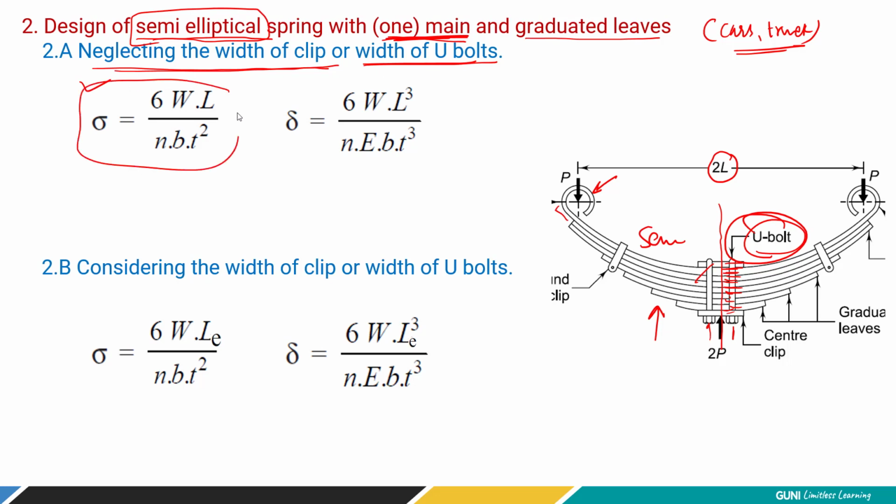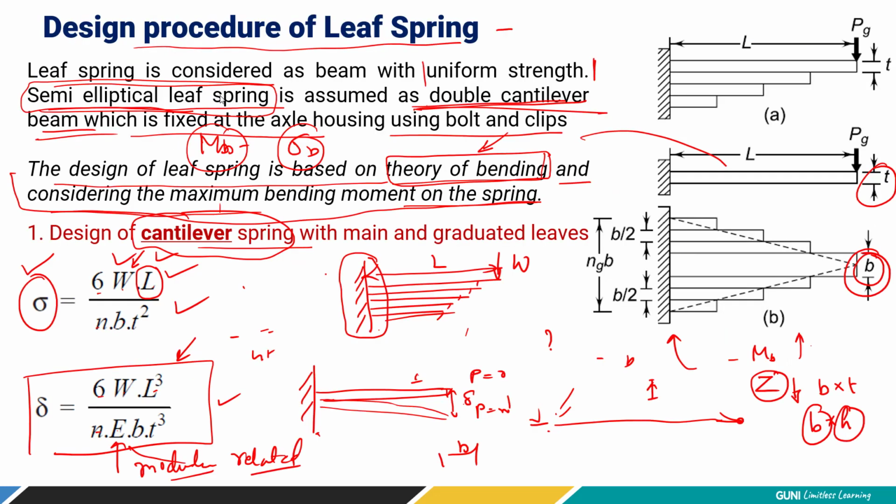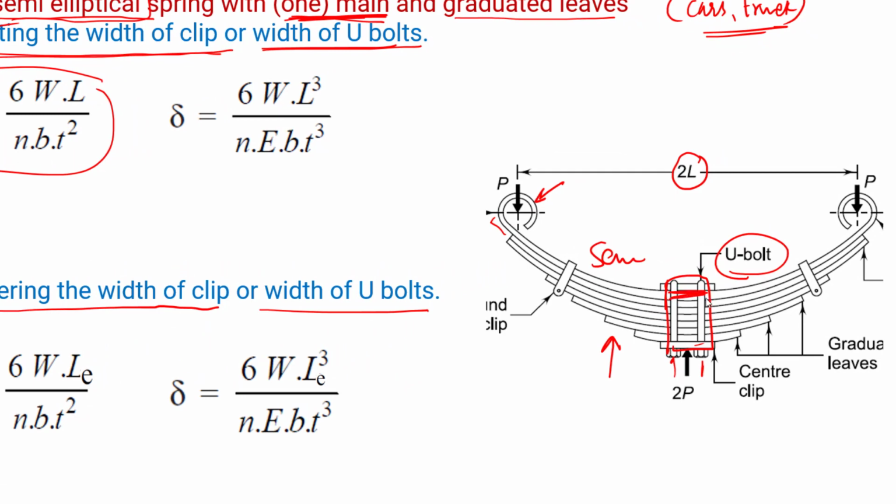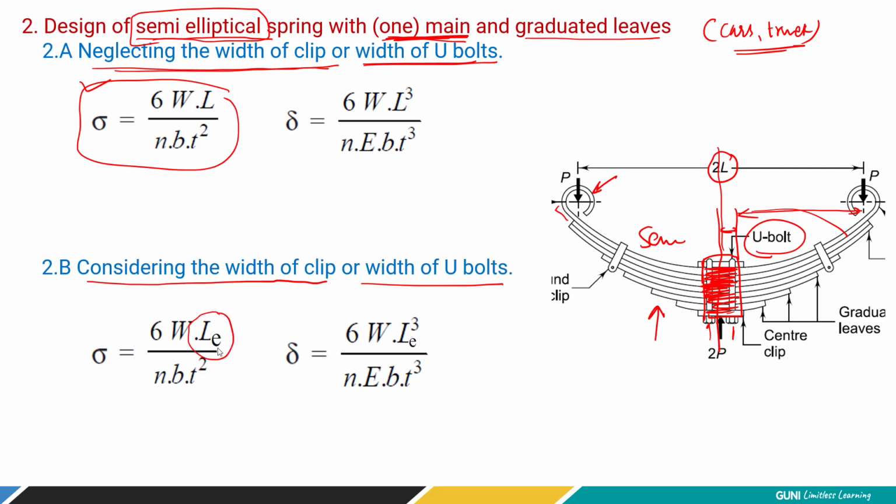If you compare this equation with the previous one, it's the same equation. There is no difference, right? Now what is the second part? By considering the width of the clip or width of the U-bolt. In the second case, we are considering the U-bolt. Because of the clamping force, this much length is going to behave like a solid bar. So we have to subtract this much length from the effective length. So only this much length is going to deflect, right? That's why here it is given as LE, the effective length.